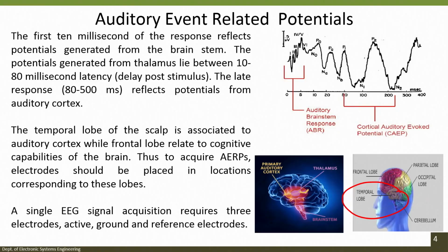Right, and then the frontal lobe, which is at the front, this particular lobe, is right over here. This is the temporal lobe and this is the frontal lobe. The temporal lobe is for the auditory, while the frontal lobe is for the cognitive capabilities of the brain.